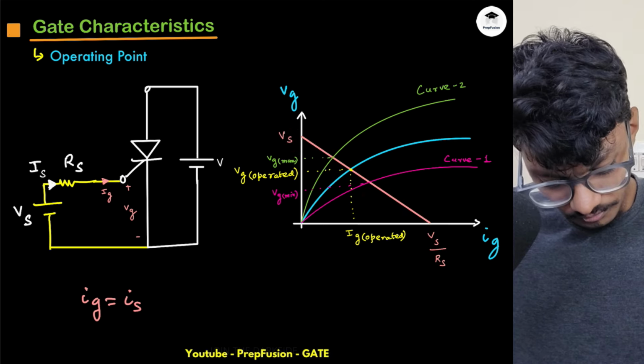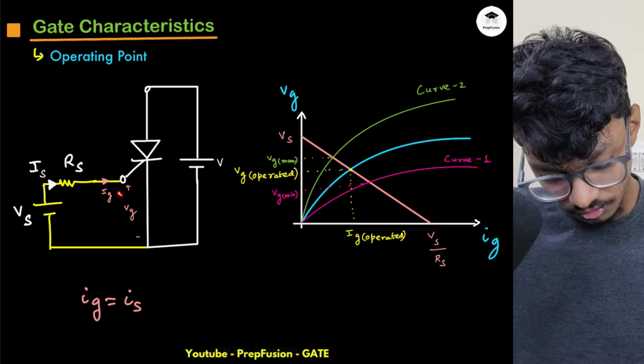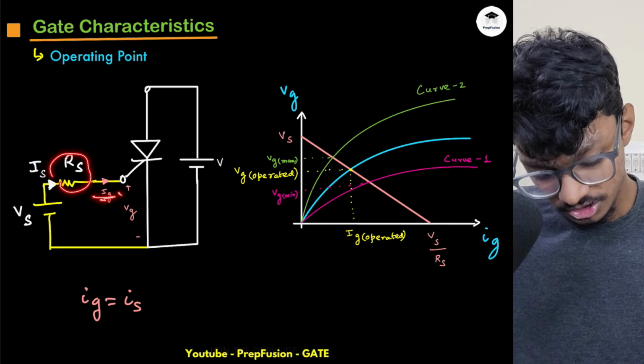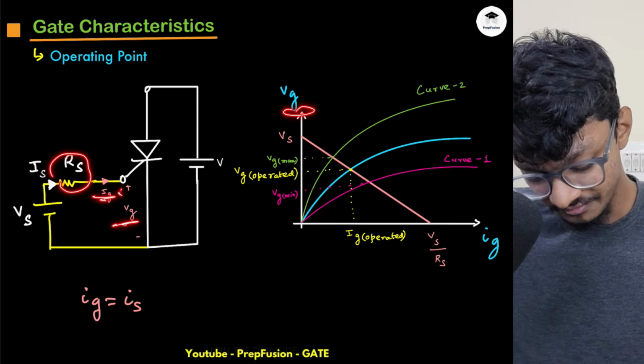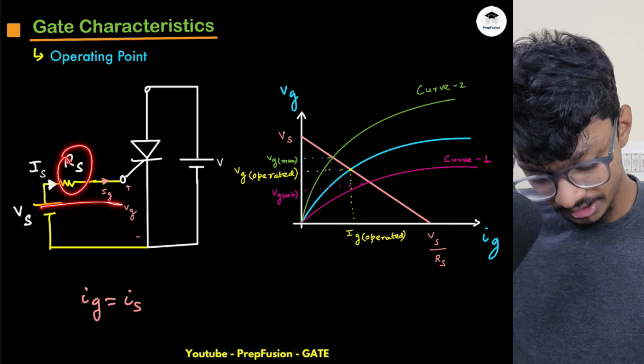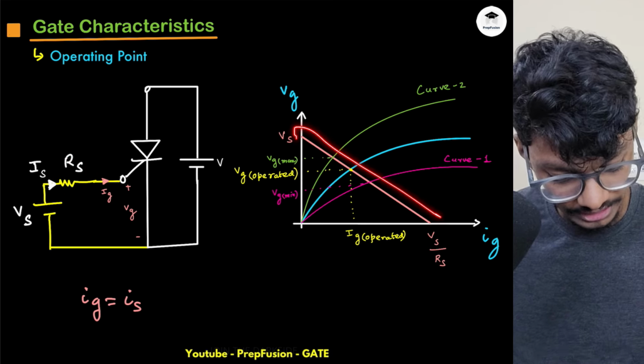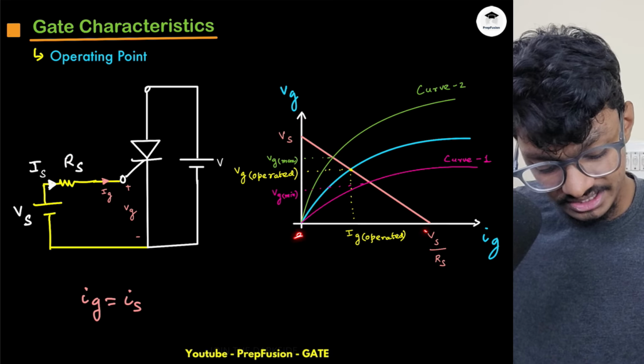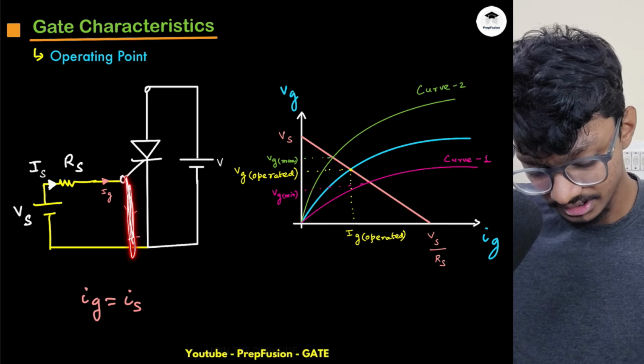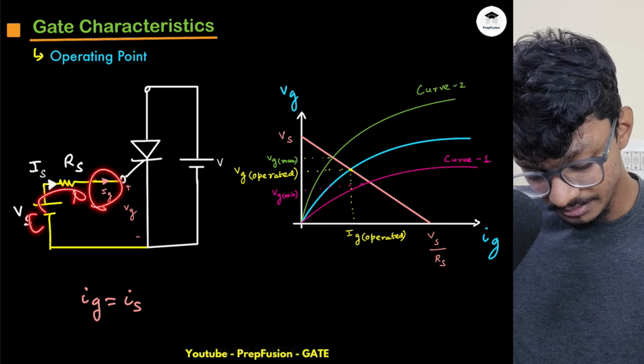So if IG is equal to 0, this is open circuit. So VG will be what? Simply VS, right? Because there is no drop here. VG is VS. So this is the load line. If VG is 0, if it is short circuit, then IG will be what? Simply VS by RS, right?